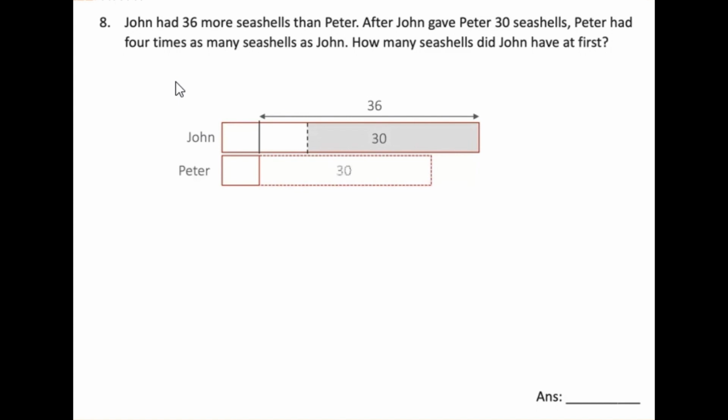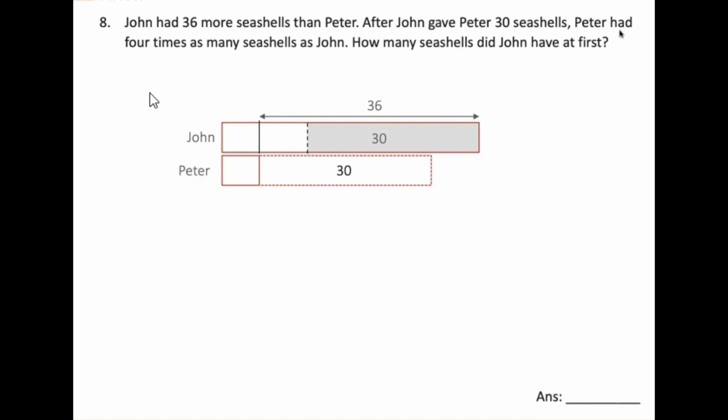Okay? Peter had 4 times as many seashells as John. After you do this, you must always know who is going to be longer in the end. Peter had 4 times as many seashells as John, so Peter has to be longer. One common mistake people make is after you transfer, Peter is still shorter than John in your model. Then surely you will get it wrong. Your model doesn't reflect the question. So your model must reflect the question.